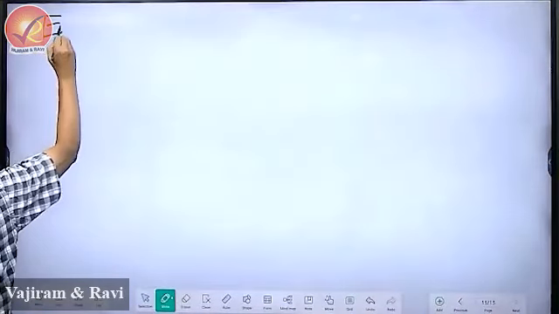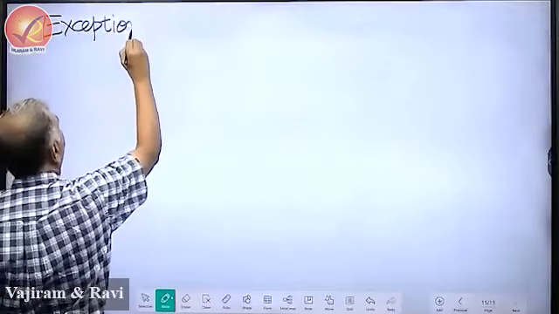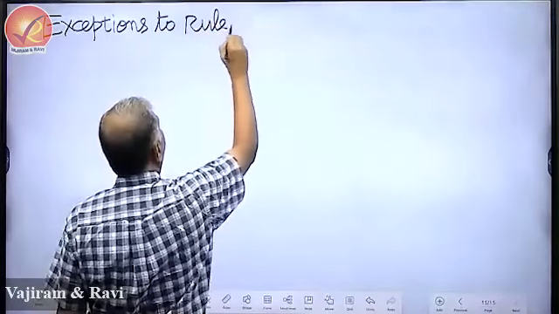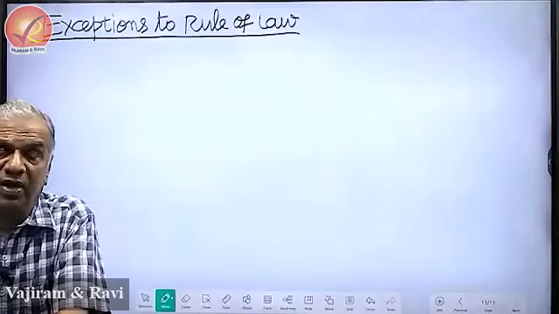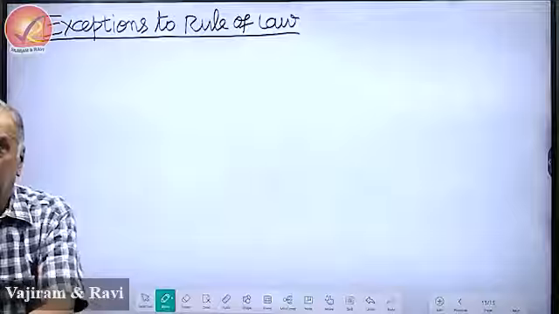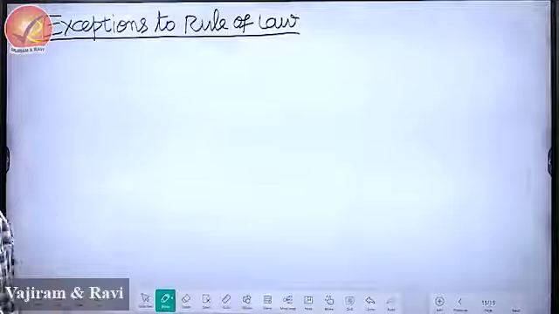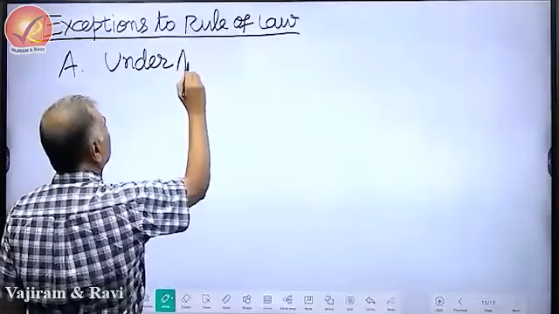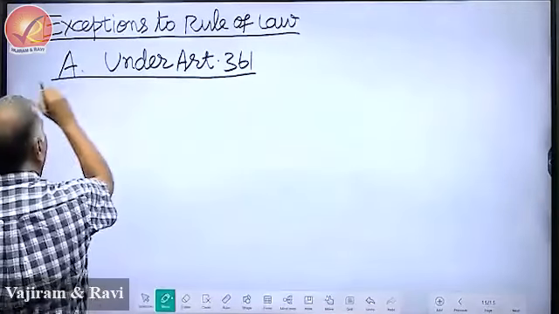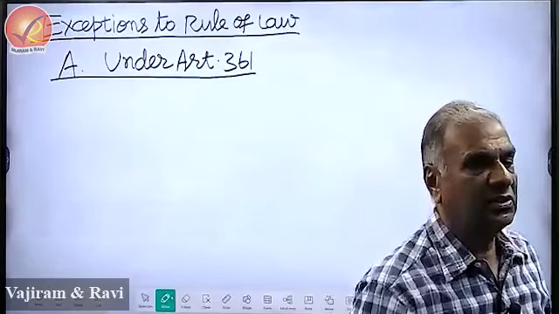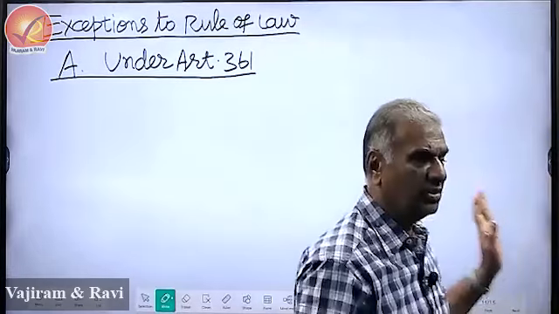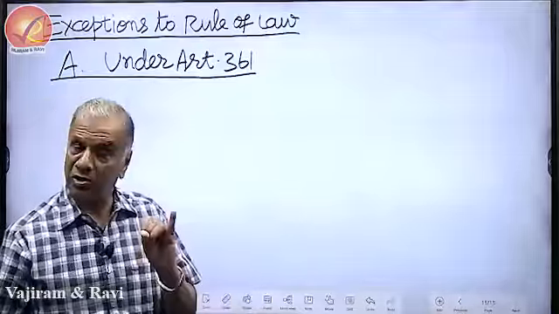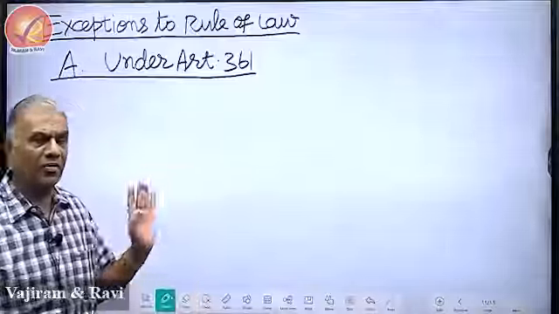So the last part is exceptions to rule of law. Are there circumstances where rule of law does not apply? The general rule we have seen so far. Now we will see the exceptions. Exceptions are available under three heads. The one is under Article 361. Article 361 talks about the exceptions given to the President and the Governor of a state, not for any other authority. So this exception under Article 361 is not given to the Vice President, not to the judges, not to the ministers, but only to the President and Governor of a state.